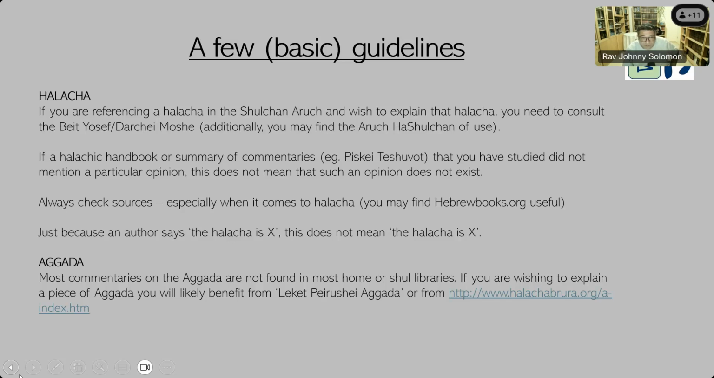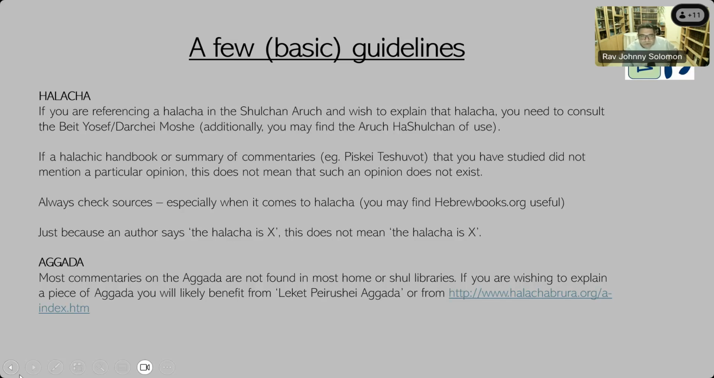Of course, if you don't have a Bet Yosef, then that text is available online in various different places, either in a digitized way like on Sfaria. You can find many books on things like Hebrew books. But one needs to look at the Bet Yosef if you're doing more than making vague reference to halacha and the Shulchan Aruch.